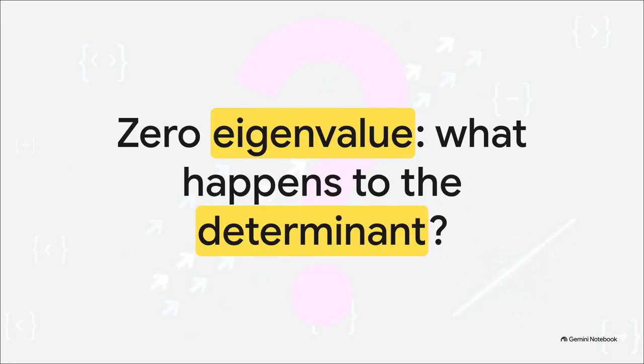Actually, let's test your intuition for a second. If a matrix has an eigenvalue of exactly 0, meaning an entire direction in space just collapses to a point, what does that tell you about the matrix's overall determinant? Think back to how we defined our transformation rules.